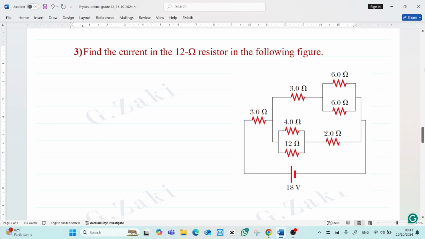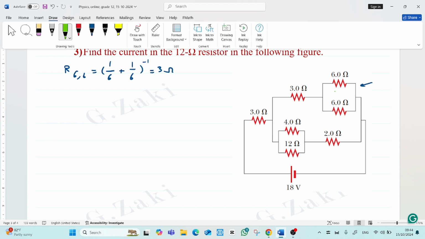Find the current in the 12 ohm resistor in the following figure. First step, we need to find the equivalent resistance of the whole network. Then, starting the solution, we find the R of 6 and 6. This parallel combination: 1 over 6 plus 1 over 6, all to the power negative 1, is 3 ohms. Then we can replace 6 and 6 by just 3 ohms.